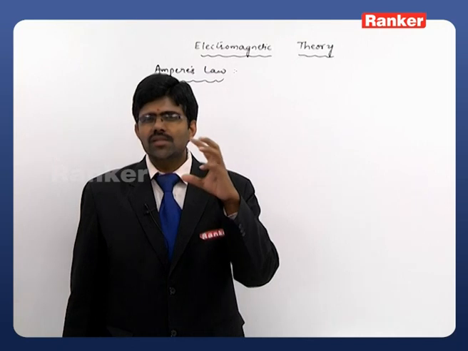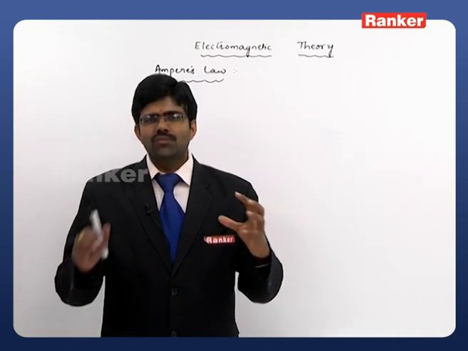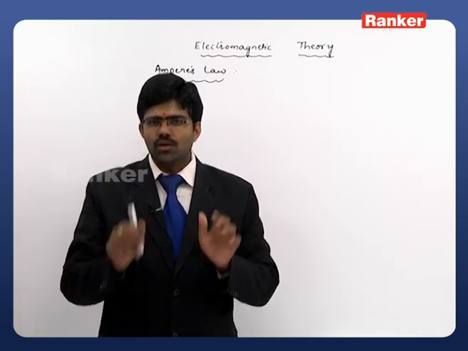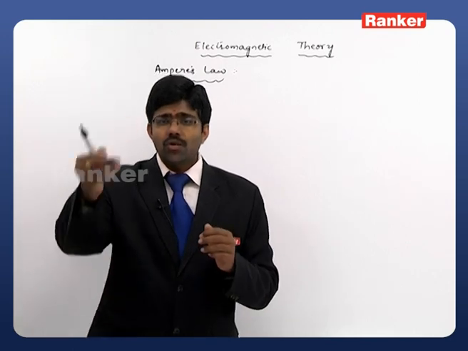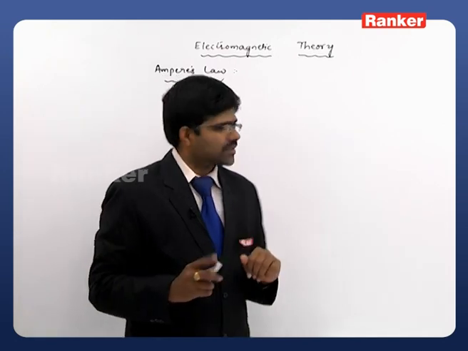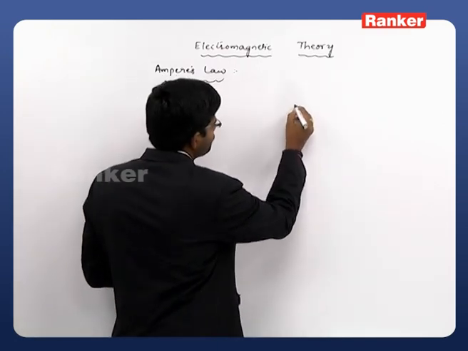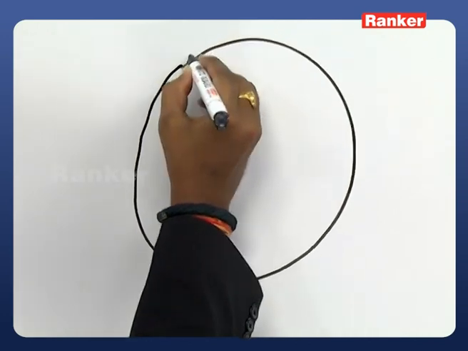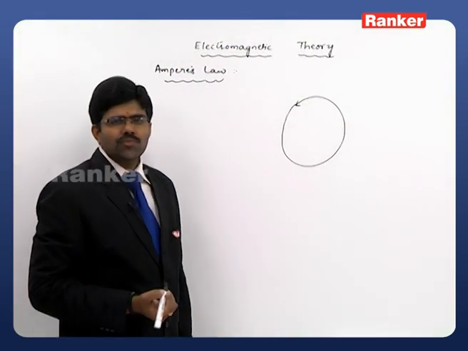If you observe, it resembles our Gauss's law. The total flux leaving is equal to the charge enclosed. The same way, the total magnetomotive force is equal to the current enclosed. Now the interpretation will be like this. Consider a closed loop. So this is the closed loop that we have.